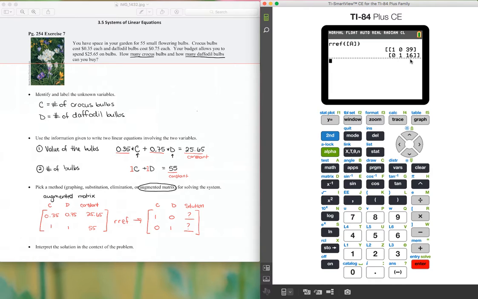And you can also double check your answer. Is 39 plus 16 equal to 55? So that works out. And then check. If you buy 39 crocus bulbs, that's 39 crocus bulbs at 35 cents each, right? Add that to 16 daffodil bulbs at 75 cents each. Check to see that that actually does add up to $25.65. So that's a way of making sure that you got the right solution.